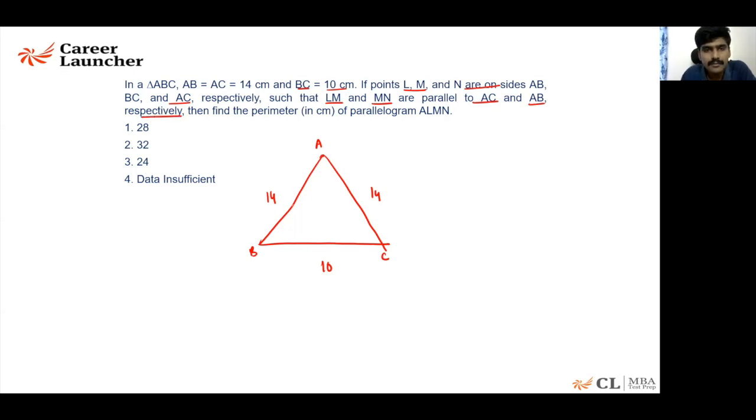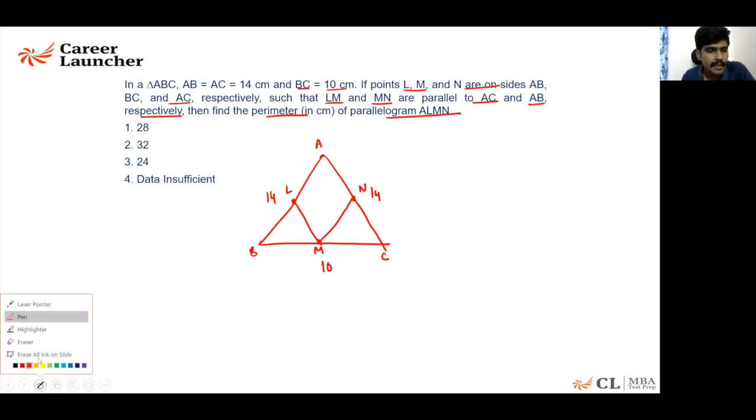So point L is somewhere like this, point M is somewhere like this, and point N is somewhere like this, such that LM is parallel to AC and MN is parallel to AB. Then find the perimeter of the parallelogram ALMN.